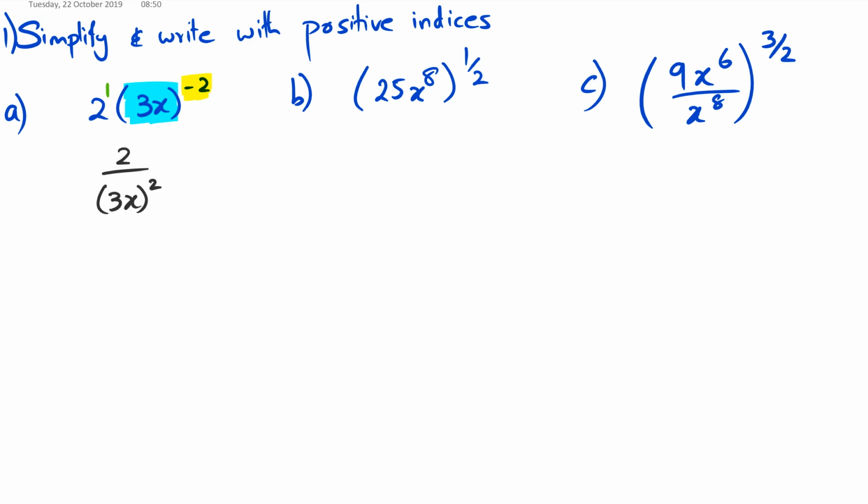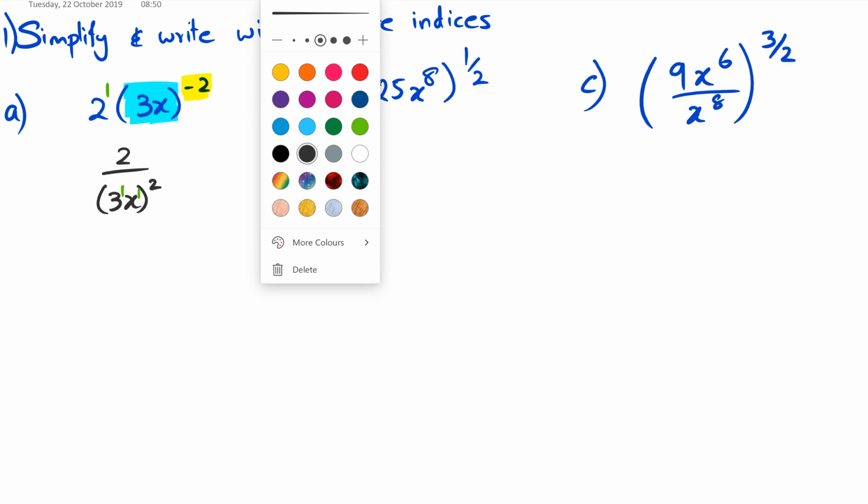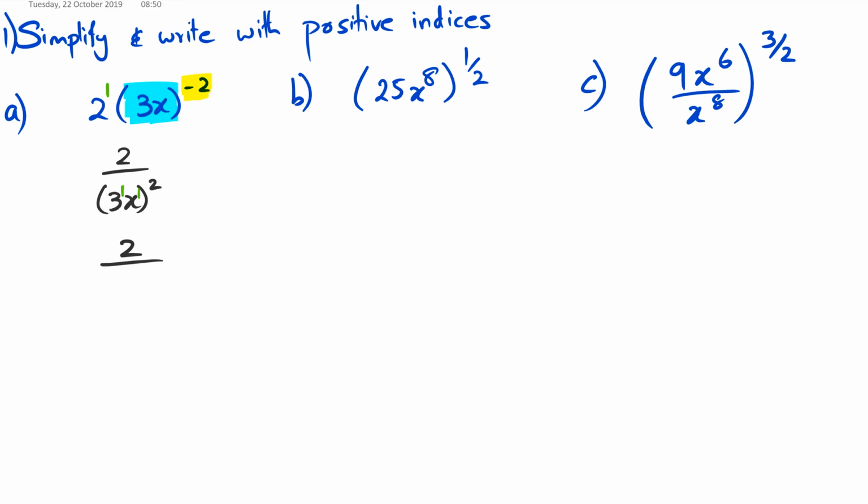What we have is, remember that 3 has a power of 1 and x has a power of 1. So we're going to rewrite this as 2 over 3 squared and x squared, because the powers get multiplied. And you're going to finish off by saying that this is 2 over 9x squared. So this is the first answer, and this question is worth an achieved.